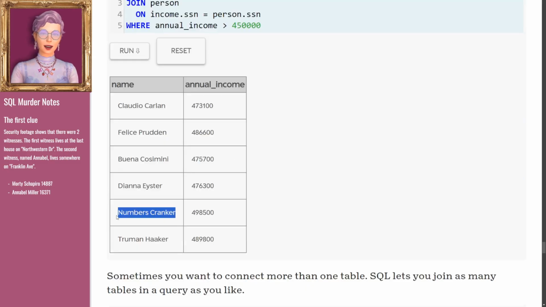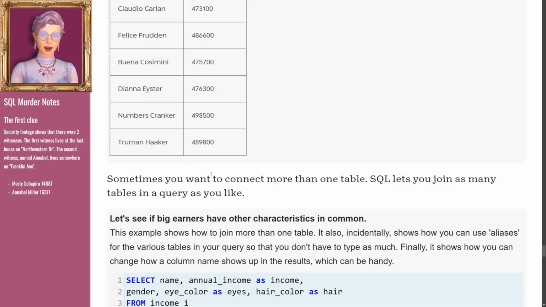Okay. Numbers cranker. Are all of these puns? I don't think so. I think it's just numbers cranker. That's kind of funny. Oh, he is the highest earner. That makes sense. I don't know why I think numbers sounds like a masculine name, but that was a choice, I guess.